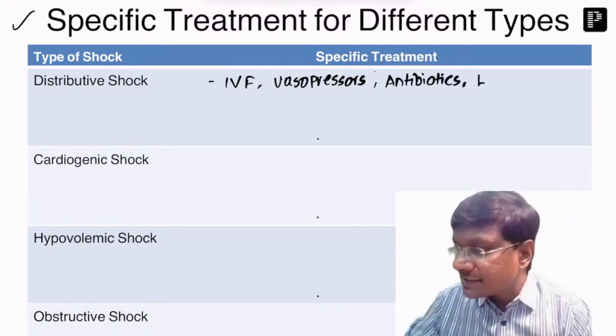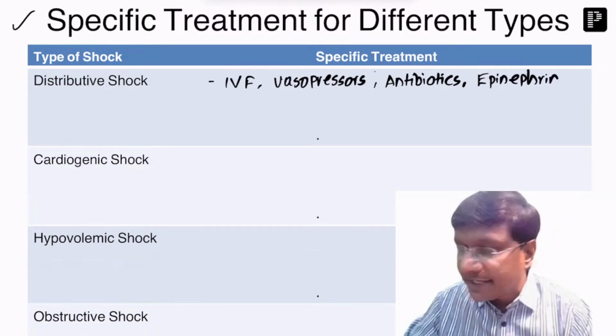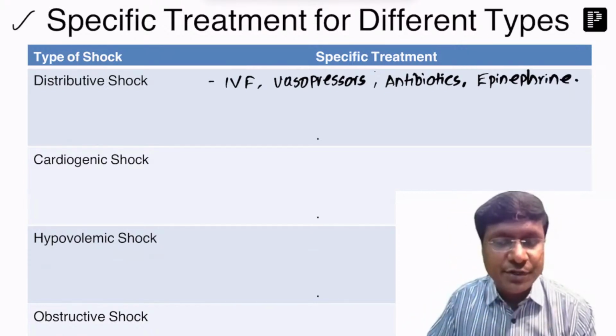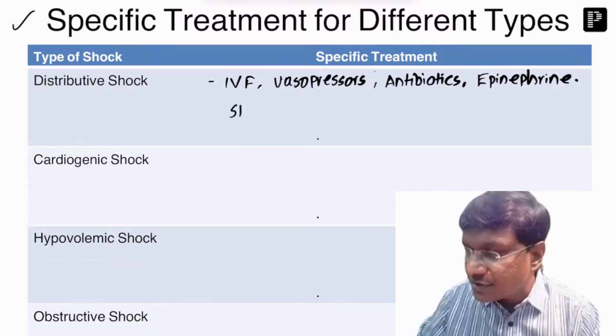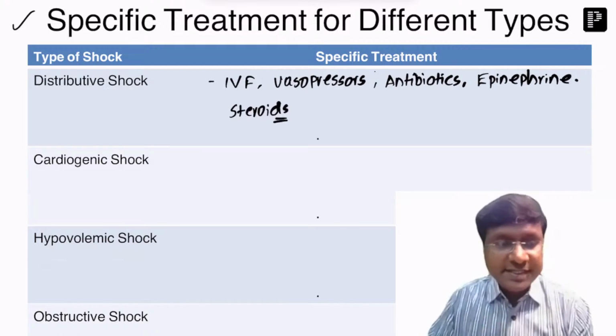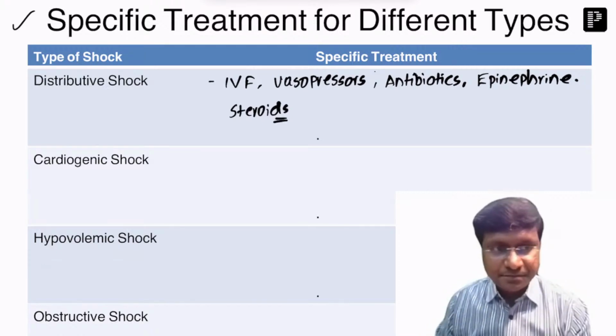And for anaphylaxis, the drug which you need to give, very importantly, is epinephrine. And adrenal insufficiency is one of the causes for distributive shock. So for adrenal insufficiency, you need to give steroids. And which particular steroid do we give mainly? It is hydrocortisone. This is the treatment for distributive shock.